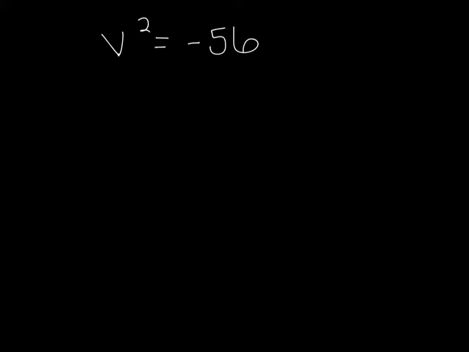Okay, we're going to take the square root again. So I'll take the square root of each side. And again, the square root and the square cancel, leaving me with v. Now, you can't take the square root of a negative number, so instead we pull out an i. That's our imaginary number, which represents the square root of negative 1.